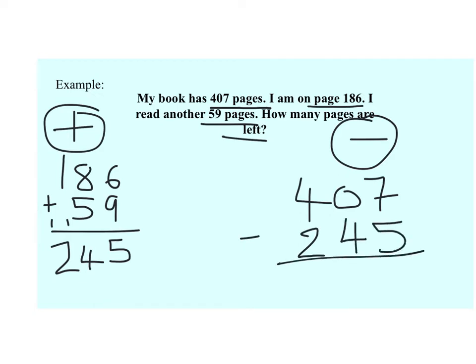So 7 take away 5 is 2. 0 take away 4 I can't do. So I score out the 4 and make it a 3, and I carry the 10s over. So 10 take away 4 is 6, and 3 take away 2 is 1.